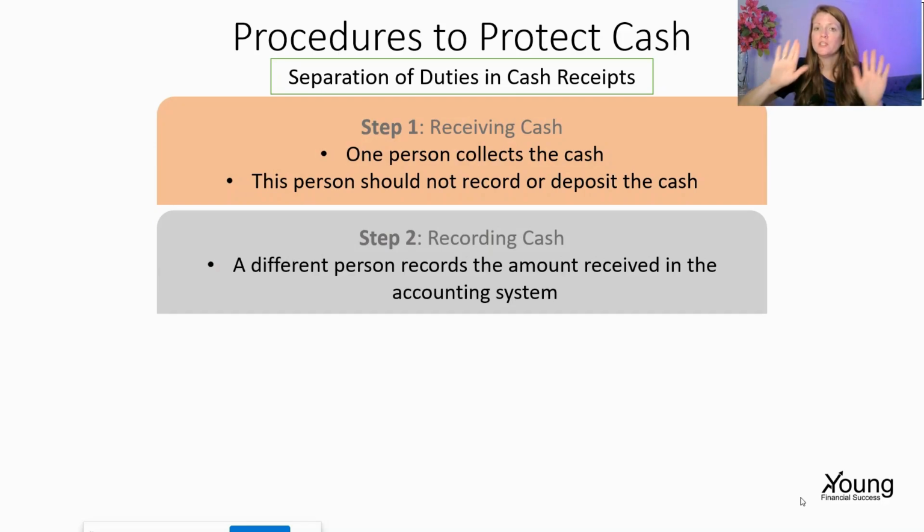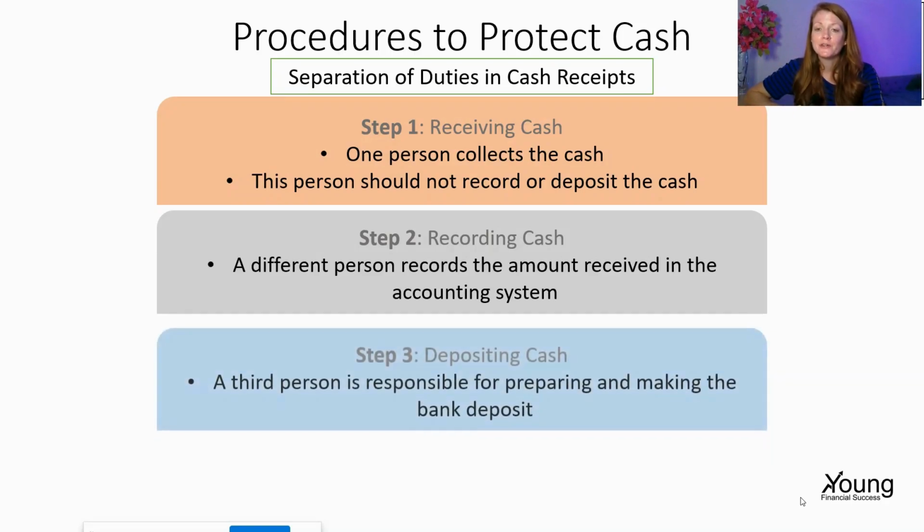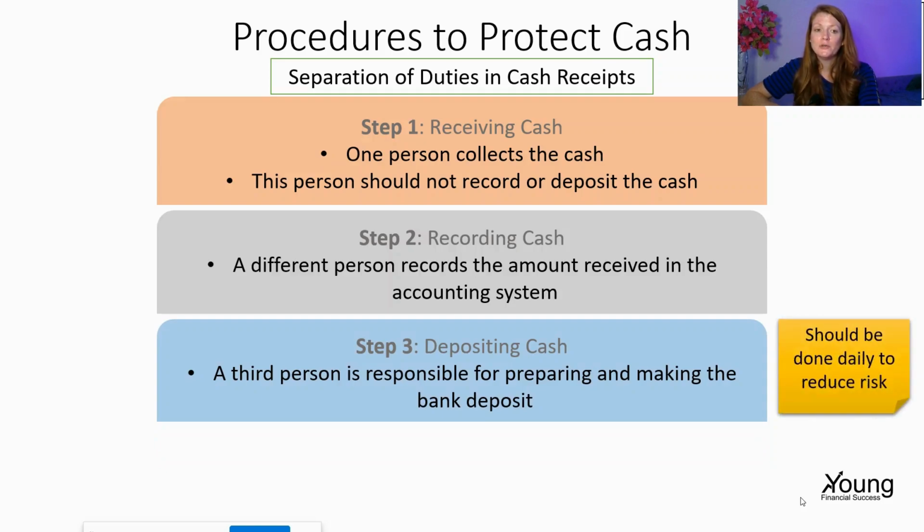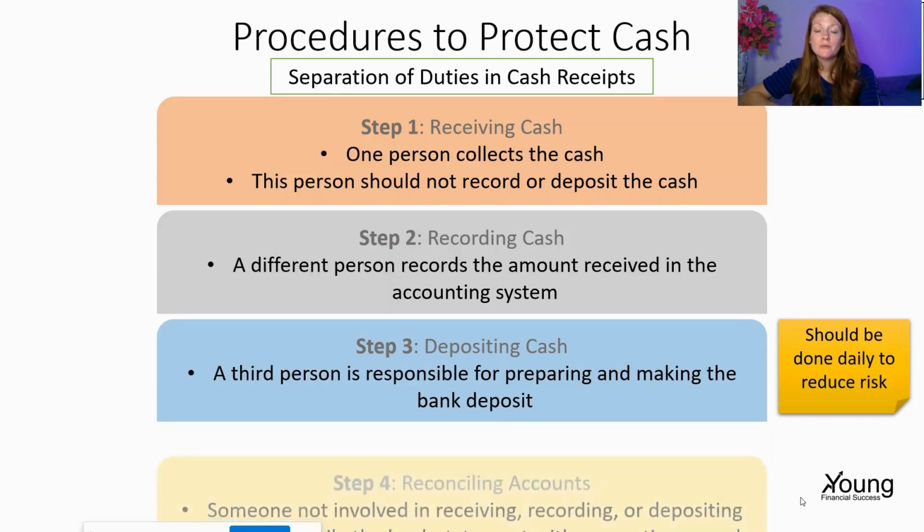This is separation of duties. The more people that we can have do something throughout this process, especially with cash, it can prevent fraud and errors. Step three, a third person is responsible for preparing and making the bank deposit, separate from steps one and two. By the way, this should be done every day. Bank deposits should be done every day, whether they're checks or cash. This will help reduce risk.